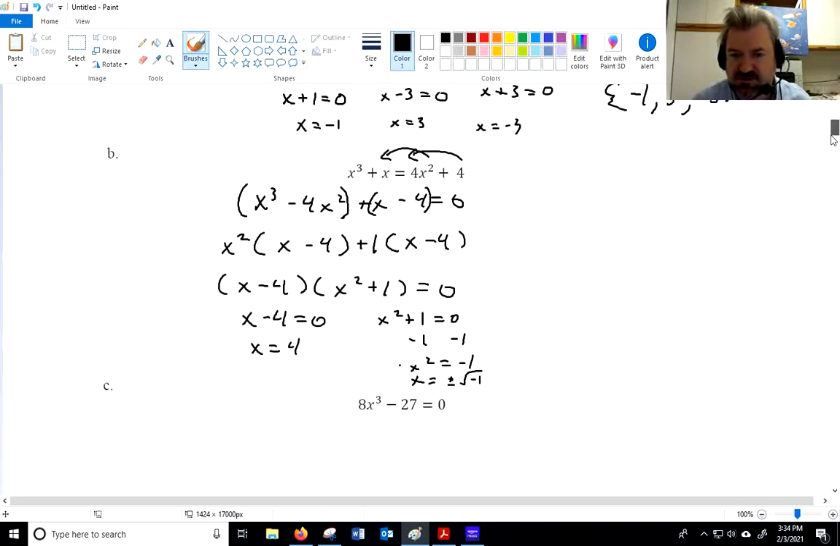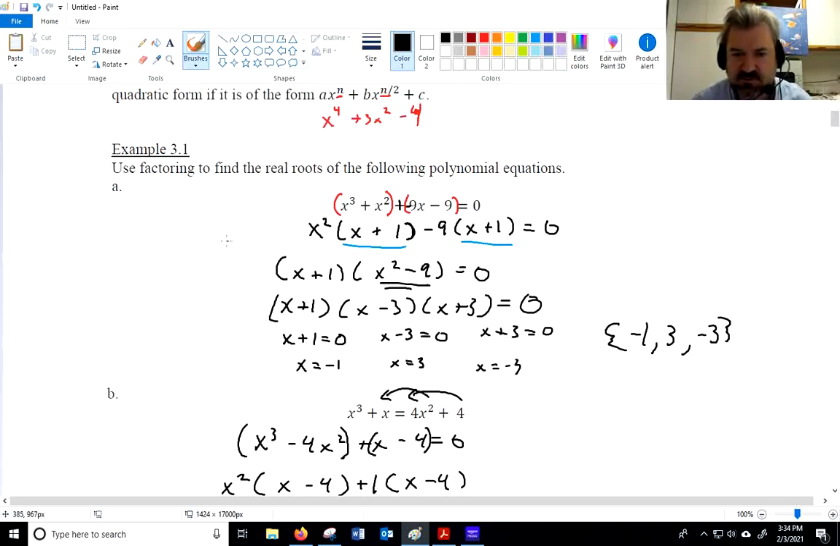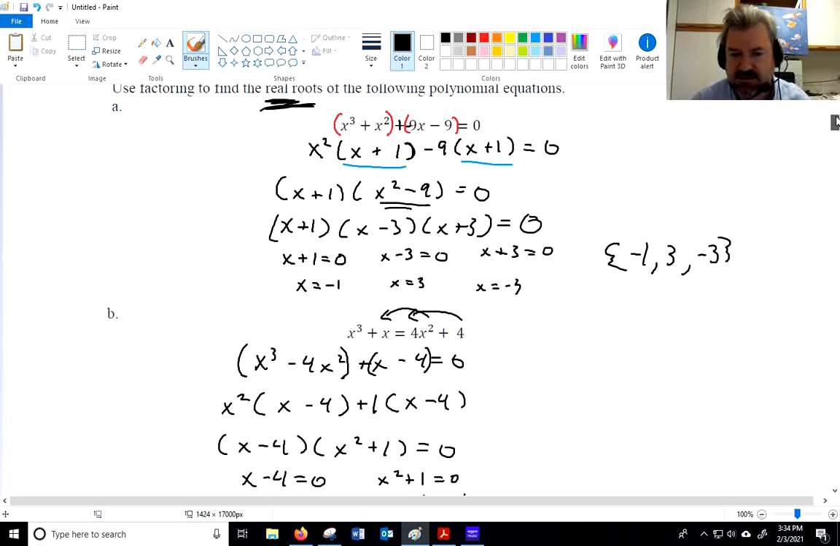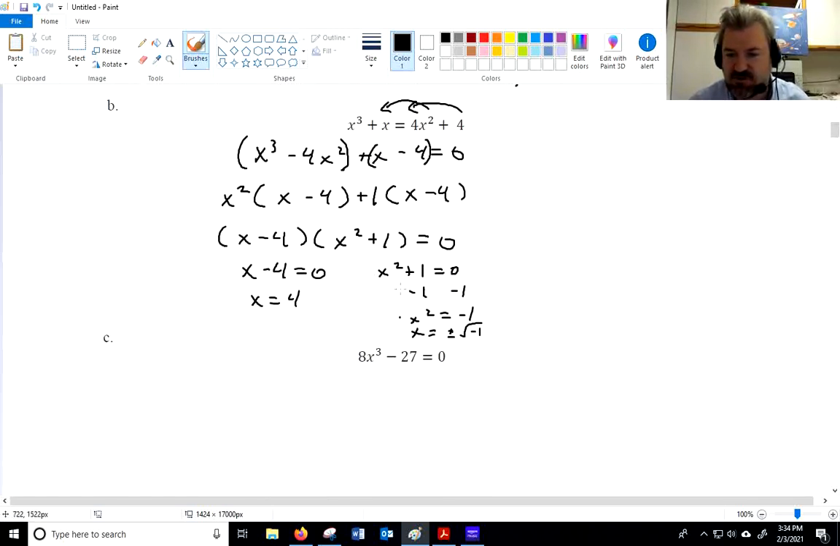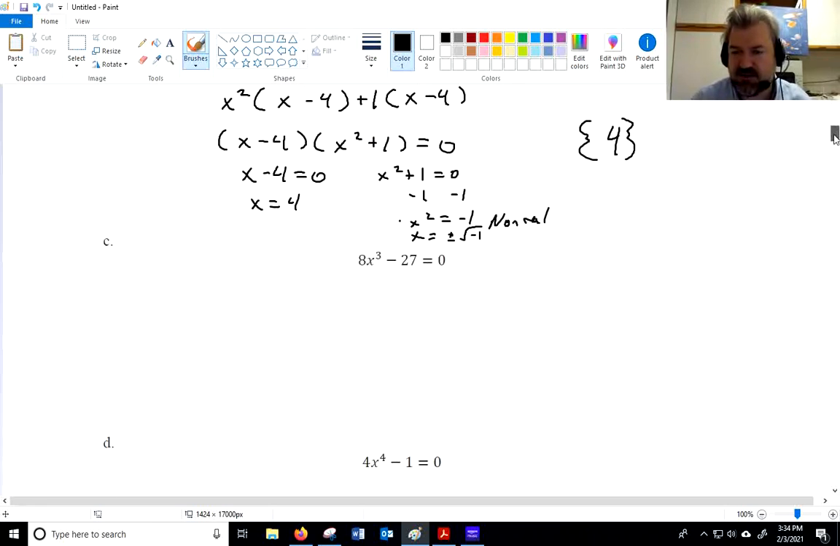Note the instructions, though. Looking at real roots. I don't want to talk about complex roots quite yet. So we're just going to go with that's not real. These are non-real values. So our only real root is the number 4. All right, let's try the next one.